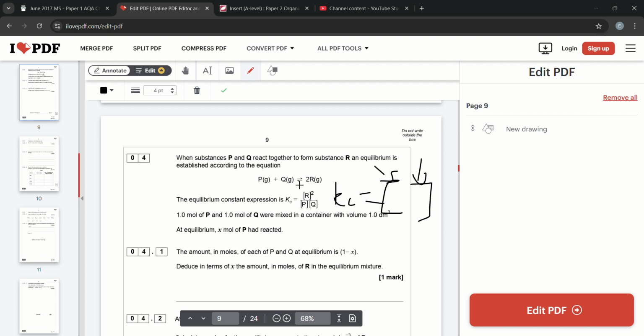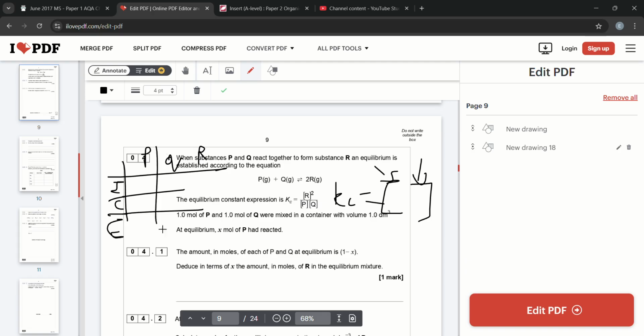X moles of P had reacted. The amount of moles of each of P and Q at equilibrium is 1 minus X. Deduce in terms of X the amount of moles of R in an equilibrium mixture. So use the ICE method: initial moles, changing moles, equilibrium moles. We've got P, Q and R. The only difficult thing about this question is using algebra.